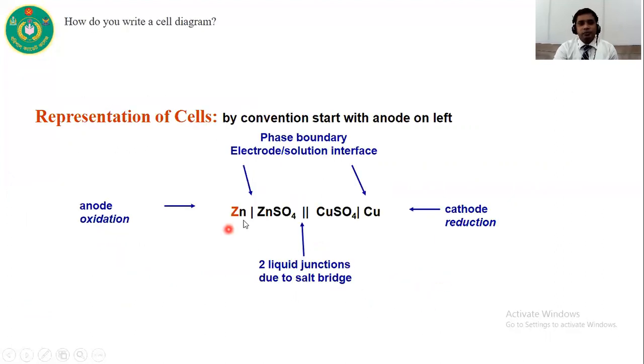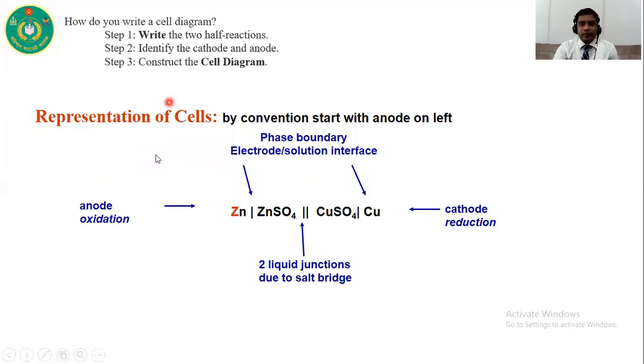For example, here you can see that at first we write the two half reactions. This is one half reaction and this is another half reaction, and we identify the cathode and anode. This is the anode and this is the cathode.